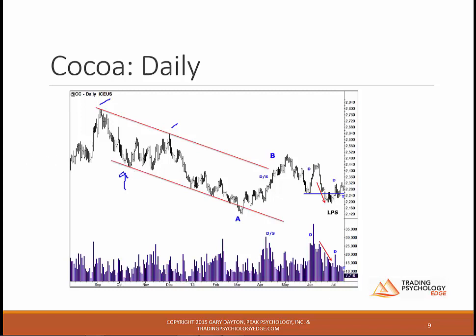Would you consider the A point to the hard right edge accumulation? Well, we're going to talk about that, Dan, in a minute. So hang on to that question. All right? Hang on to that question.